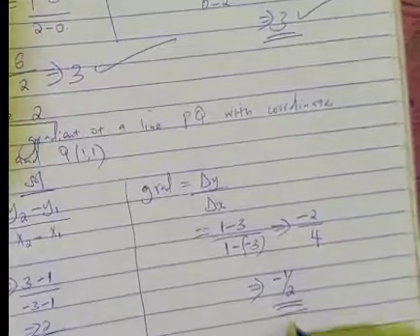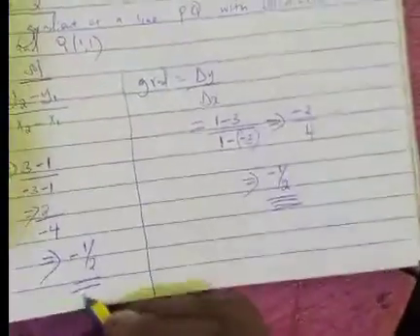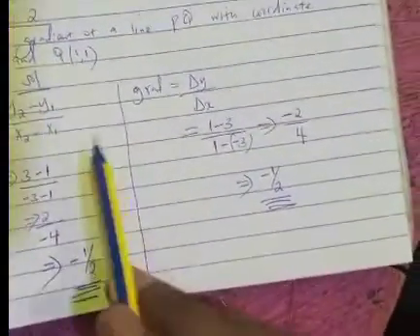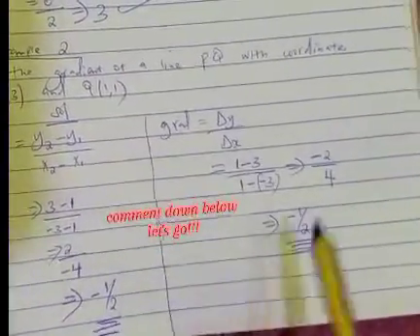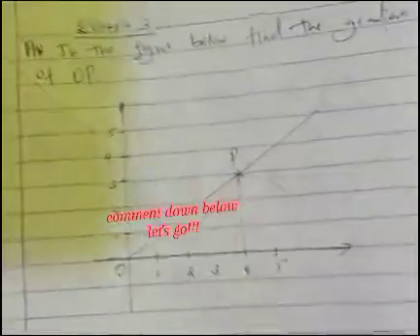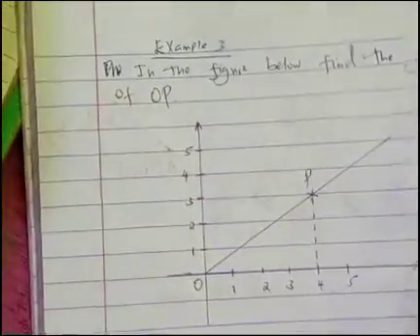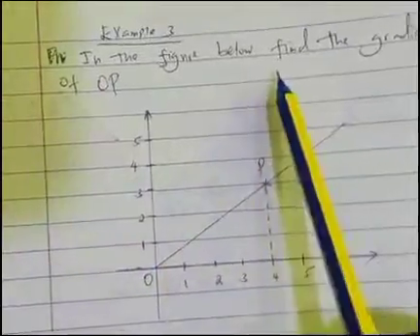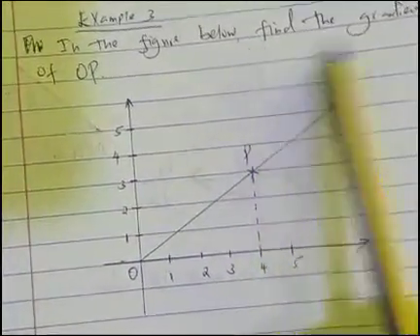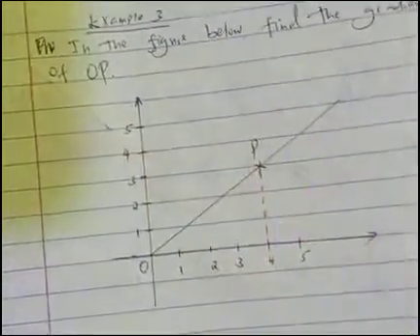So regardless of the coordinate you want to start with, the answer will still be the same. So we have example 3. In the figure below, find the gradient of OP.